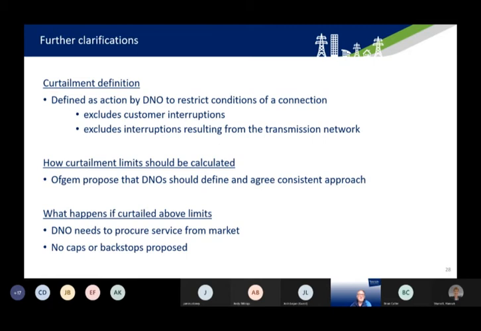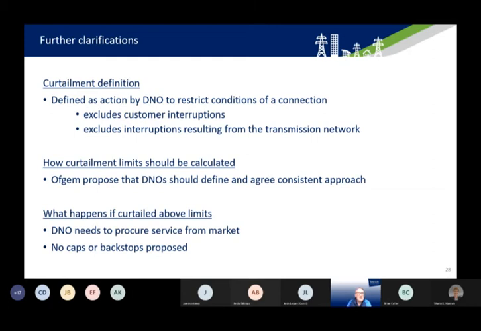The bits that they've clarified in the January update are partly on the definition of curtailment. They've defined that as the actions by the DNO to restrict the conditions of a connection. But importantly, and this is a bit for people to understand in their consideration of it, it excludes customer interruptions, because they're covered by guaranteed standards already, so it doesn't cover you if you go off. And similarly, if you're interrupted because of transmission constraints, then that will be excluded from the arrangements as well.